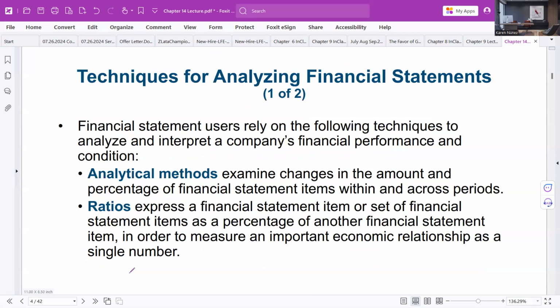What we're going to look at in chapter 14 are techniques for analyzing financial statements so that we can gain a better understanding of liquidity, solvency, and profitability. There are two techniques at this level. One, analytical methods, meaning we'll examine changes in the amounts and percentages of the line items in financial statements across periods of time. And then we'll also look at ratios. Ratios express financial statement line items as a percentage of another line item so that we can gauge the relationships and the importance.